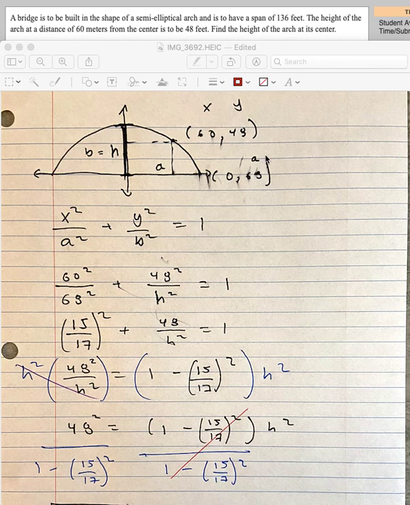This is number 17 on the ellipse section. For this one, the question goes: a bridge is to be built in the shape of a semi-elliptical arch and is to have a span of 136 feet. So that's what I have right here.